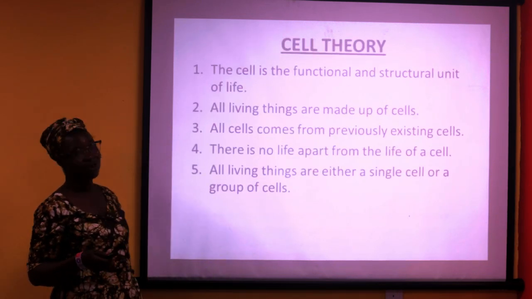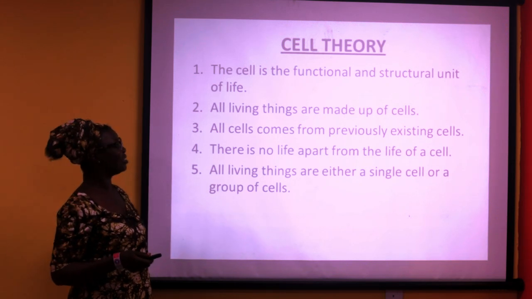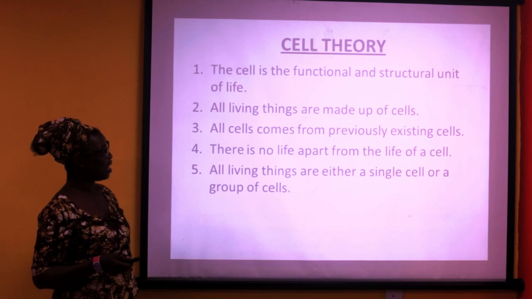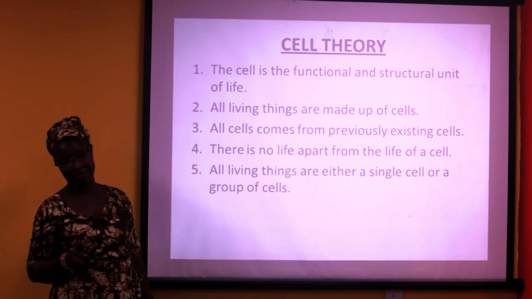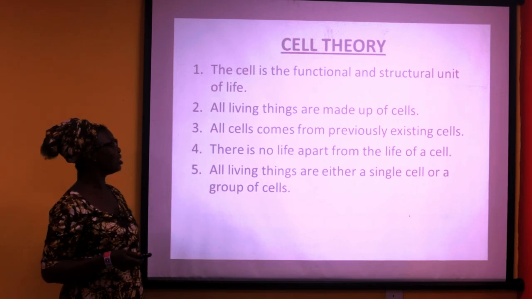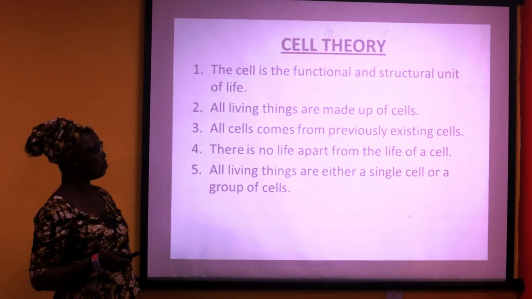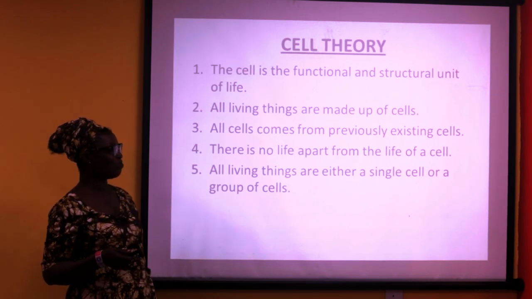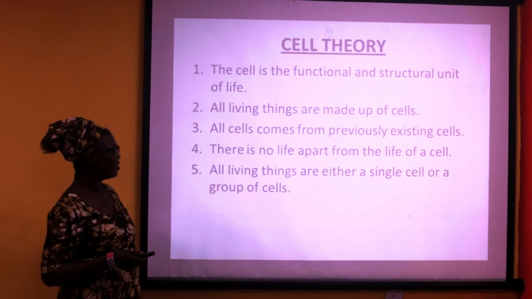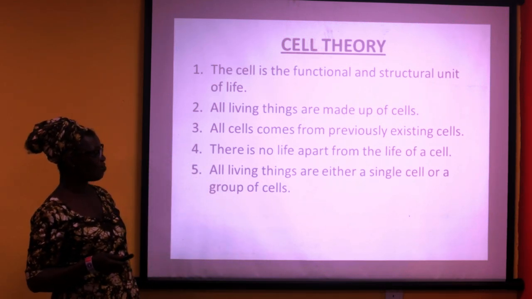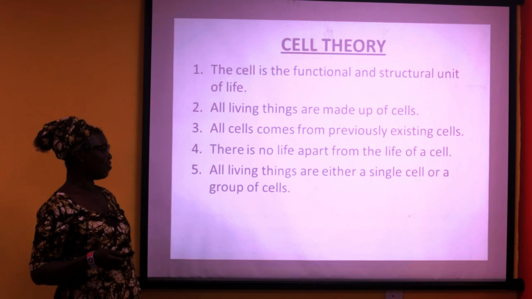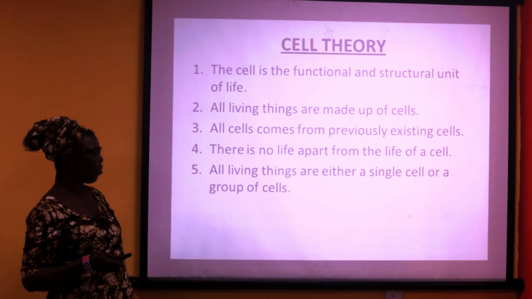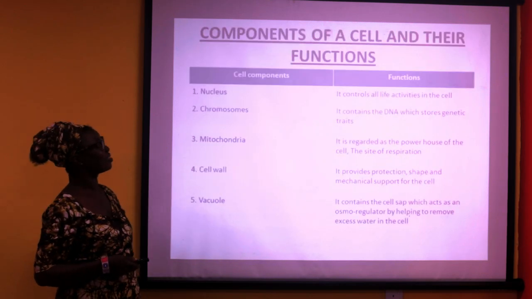Then we now go to what is cell theory. That's our next subtopic. Number one: the cell is the functional and structural unit of life. Number two says all living things are made up of cells. Then 3, all cells come from previously existing cells. Then 4, there is no life apart from the life of a cell. Number 5 is all living things are either a single cell or a group of cells.